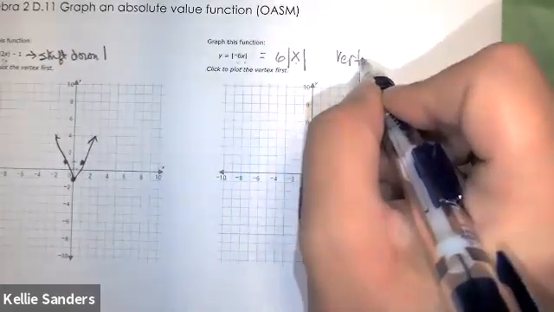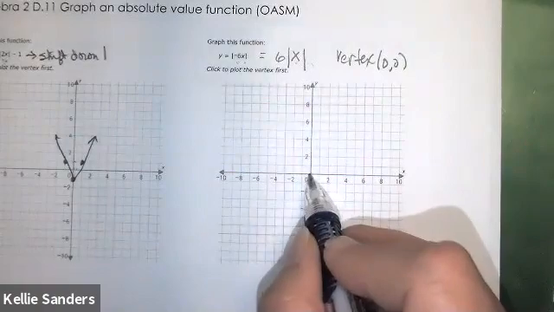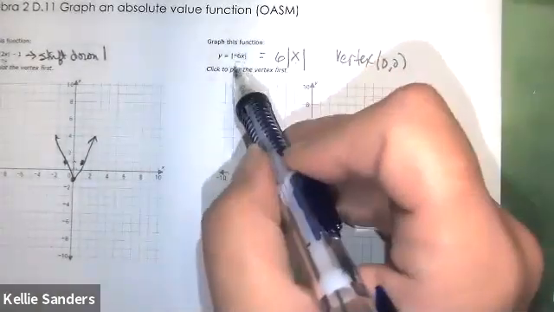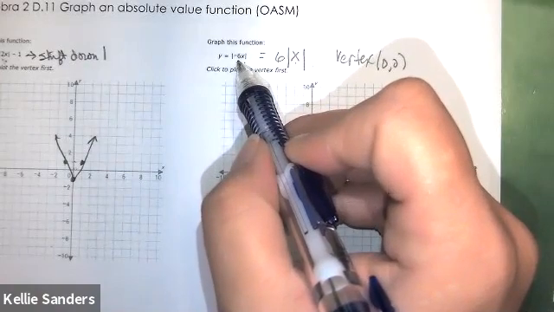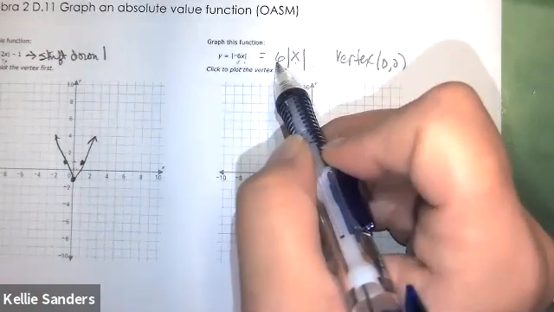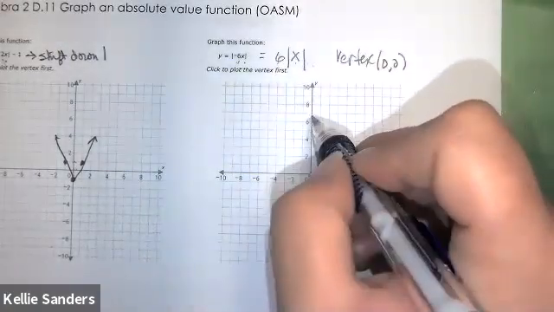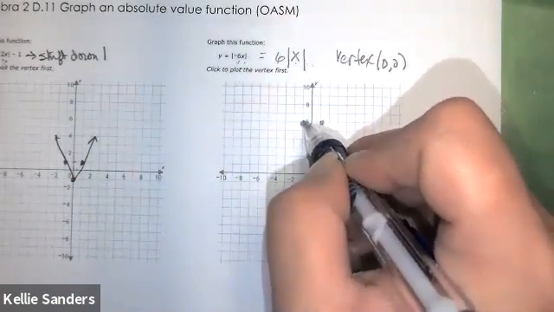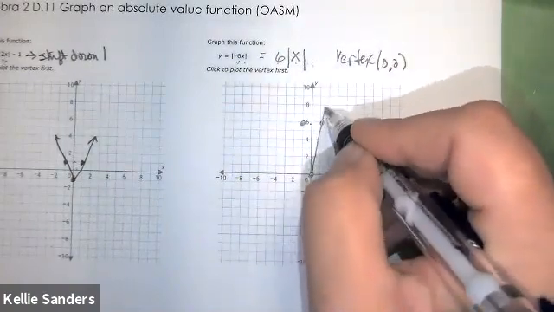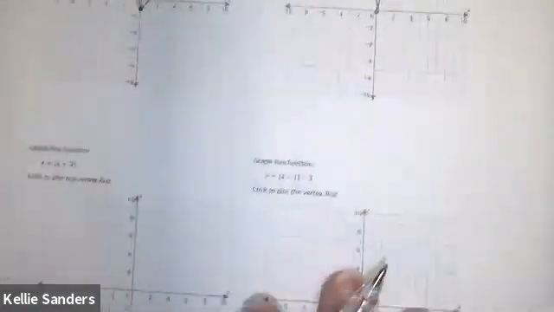So the vertex is going to be 0, 0. Even though the -6 was negative on the inside, the absolute value of -6 is +6. So it's actually going to be a positive V, an up V. So we're going to go up 6 and over 1. And then it would have automatically put it there. And then it would draw the V for you.